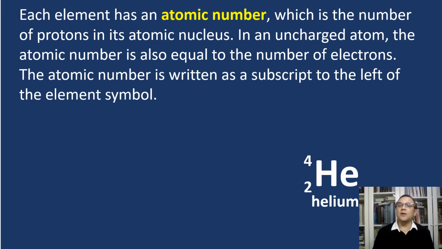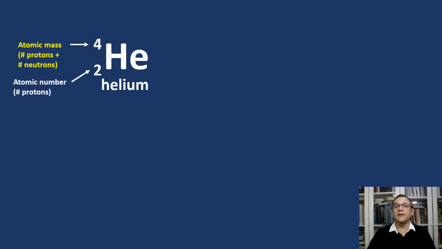Each element has an atomic number, which is the number of protons in its atomic nucleus. In an uncharged atom, the atomic number also equals the number of electrons. The atomic number is written as a subscript to the left of the element symbol. The atomic mass is the combined number of protons and neutrons in the atomic nucleus, and it's written as a superscript to the left of the element symbol. For example, in helium, the upper number represents the atomic mass.